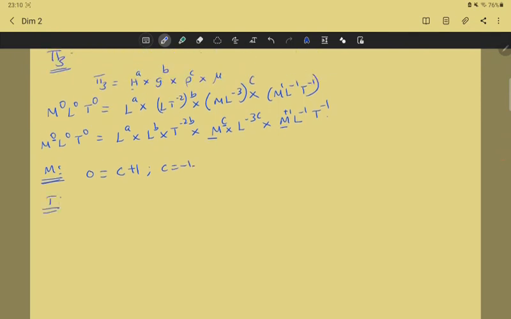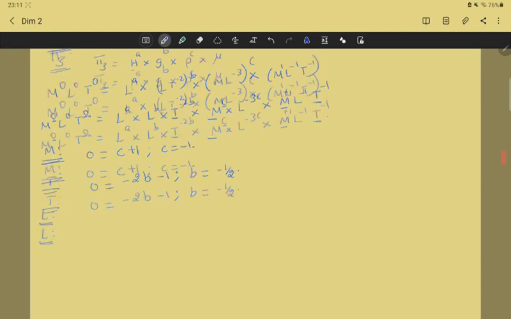Let us look at the t term. In the t term, what is the power? 0 equals, how many t terms are there? 1, 2 t terms are there. Fantastic. So -2b and -1. So what is b? Very good, very good, it is -1/2.